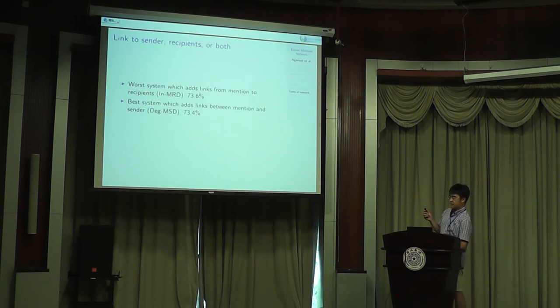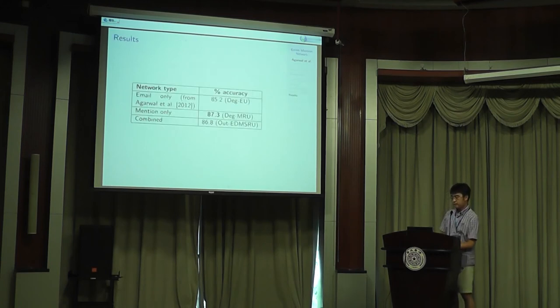Looking at this experiment itself, the authors found out that the worst system, which has links from mention to recipients, performed better than the best system, which has links between mention and the sender. Therefore, it is better to add links from the mentioned person to recipients instead of the sender. Overall results: the mention-only network performed better than the email-only network when produced using degree centrality. The mention network, which has undirected links from the mention to the recipient, performed better than their 2012 paper by more than 2%.